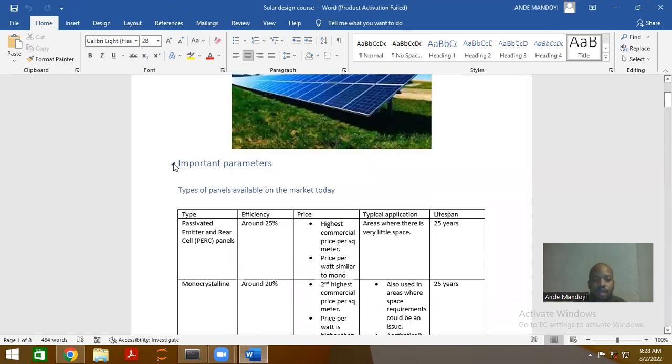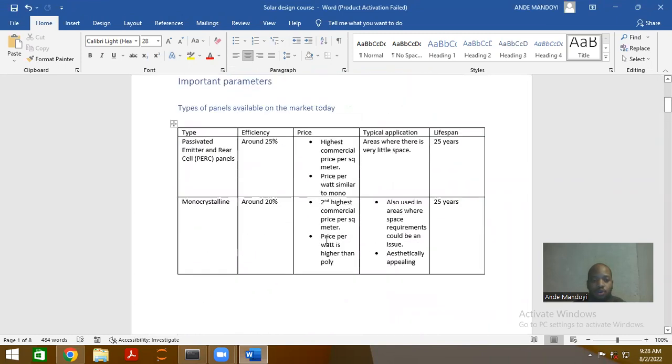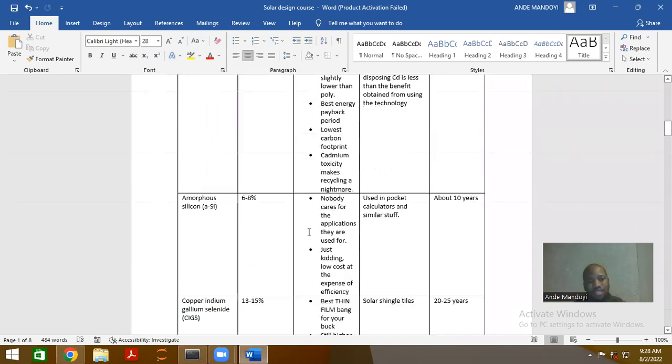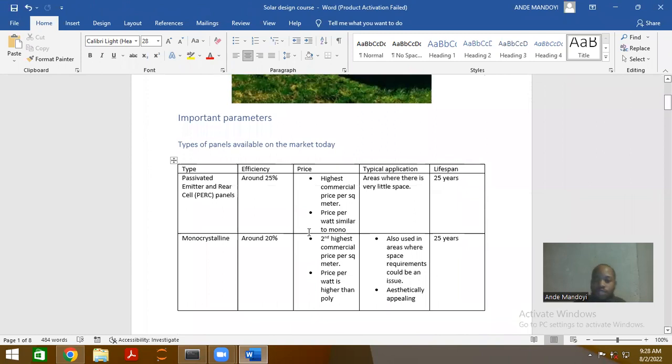So we look at important parameters before we actually go on to the types of solar panels. Actually, let's start there. You get different types, or different chemistries so to speak, of solar panels. And these differ in efficiency, they differ in price per kilowatt, they differ in lifespan as well. The most efficient chemistry that we have commercially, I'm not talking about research or stuff that is used on the International Space Station, I'm talking about the stuff that you can go to a store and buy, will be your PERC panel. That stands for passivated emitter and rear cell. It's about 25% efficient. It has the highest commercial price per square meter.